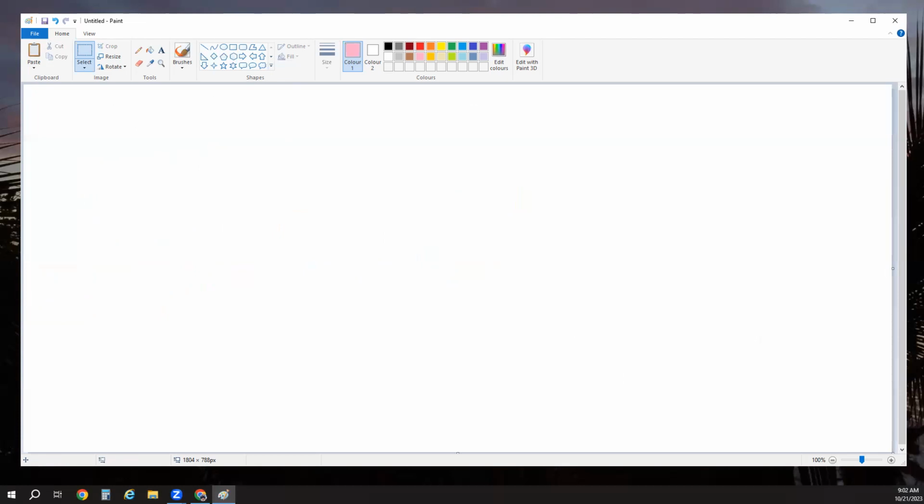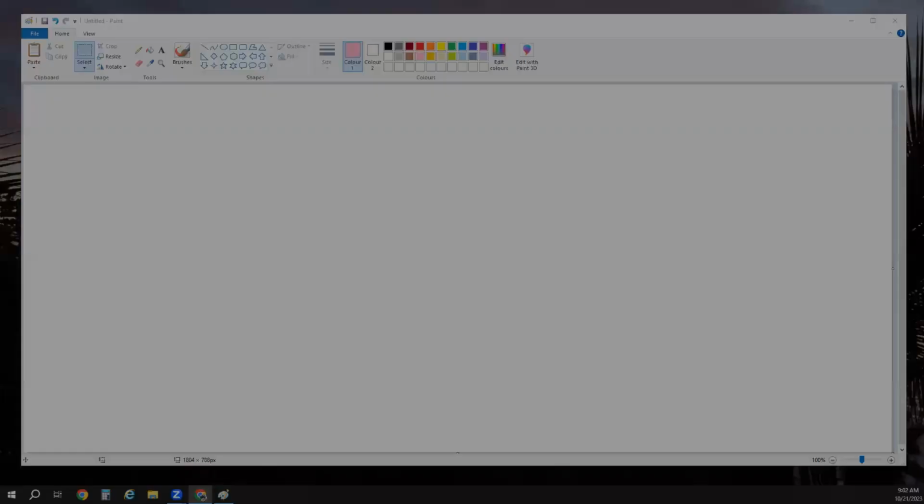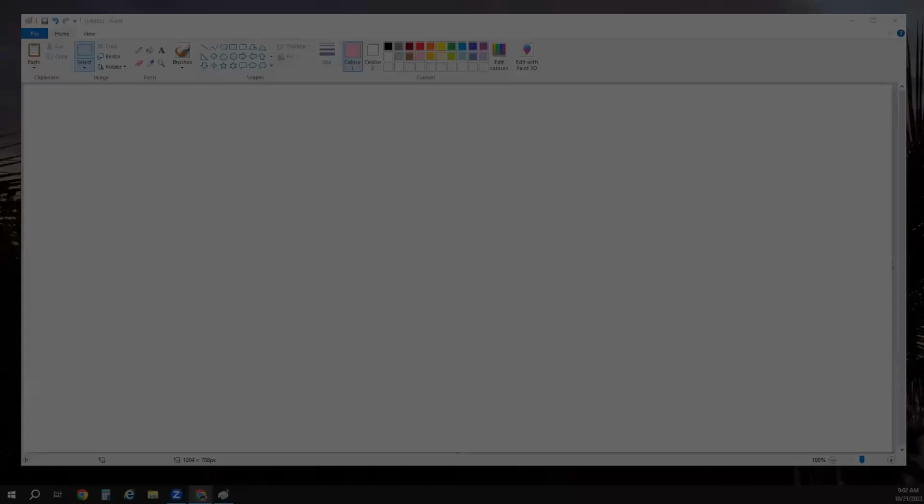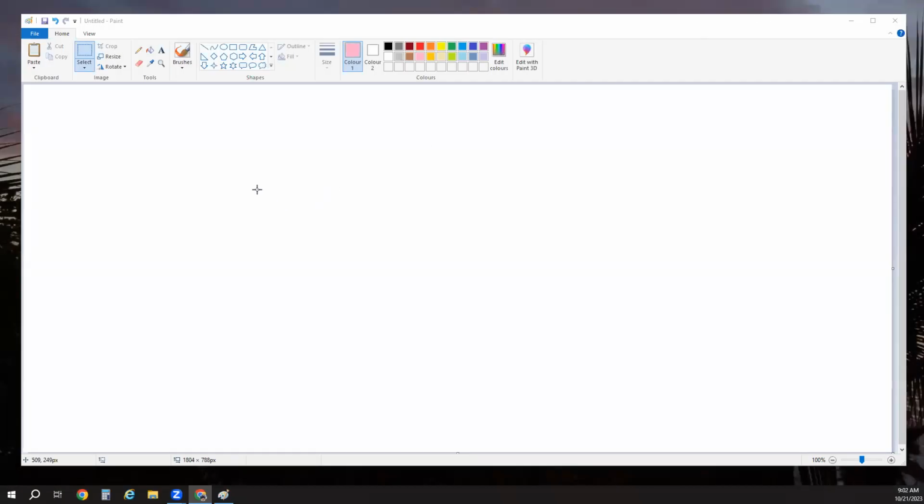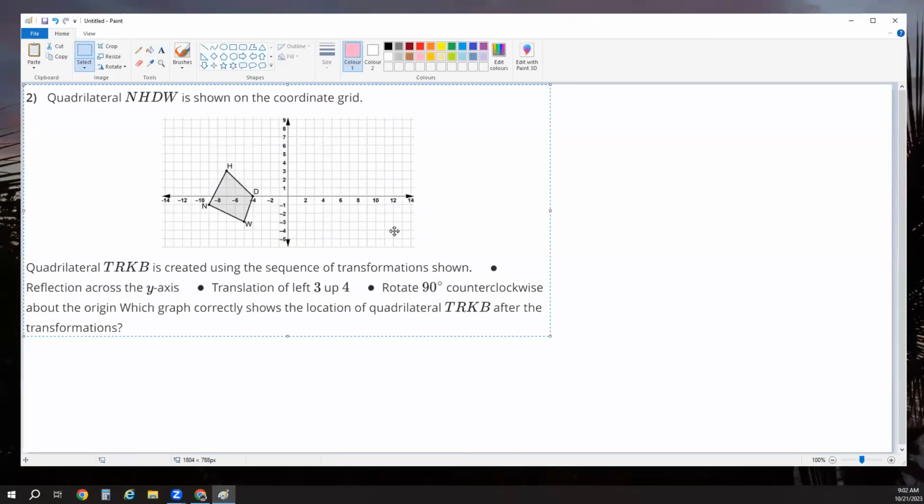A little long, but you can still do it with point matching. Like I recommend everybody use point comparison to solve these. It may be a little faster to do it with patty paper, but I don't know if you're going to have patty paper on the state exam. So get used to using the point comparison method.